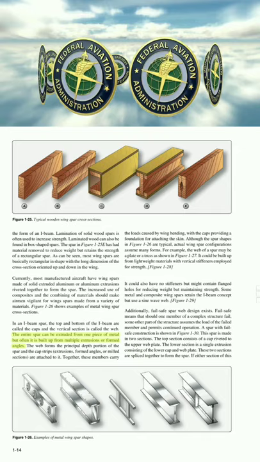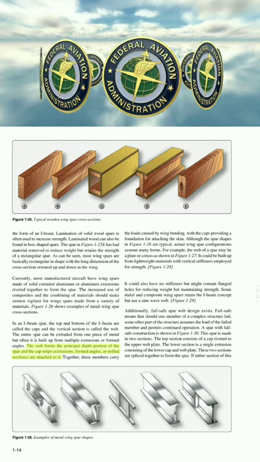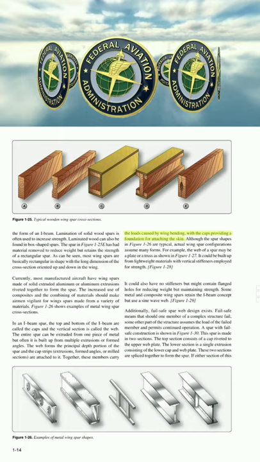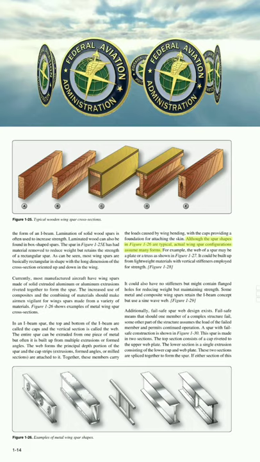The web forms the principal depth portion of the spar, and the cap strips, extrusions, formed angles, or milled sections are attached to it. Together, these members carry the loads caused by wing bending, with the caps providing a foundation for attaching the skin. Although the spar shapes in Figure 126 are typical, actual wing spar configurations assume many forms.